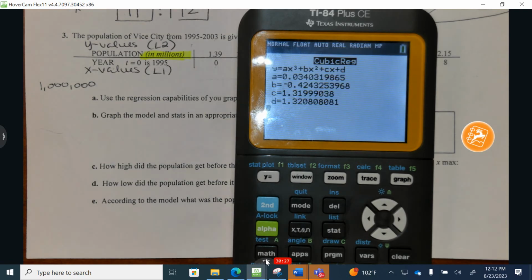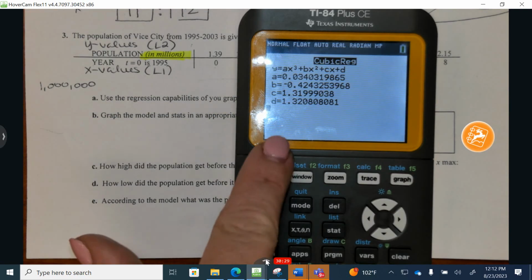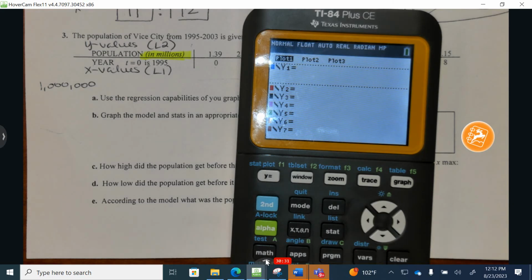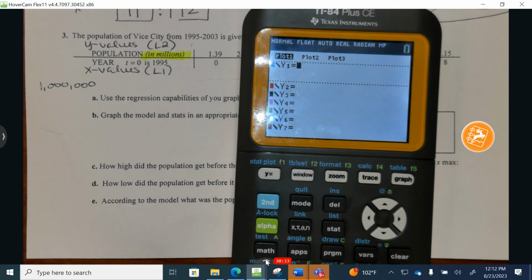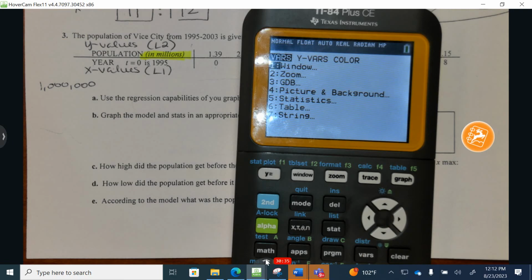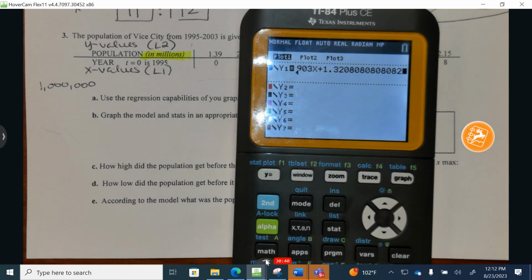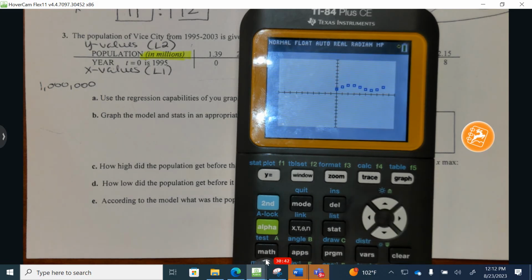That's it, okay? Now, how do I copy and paste this into y equals? I'm going to clear this so you can watch me do it. I hit VARS. I go down to number 5, cross to EQ, press Enter, and it copies and pastes it in. Okay, let's take graph.